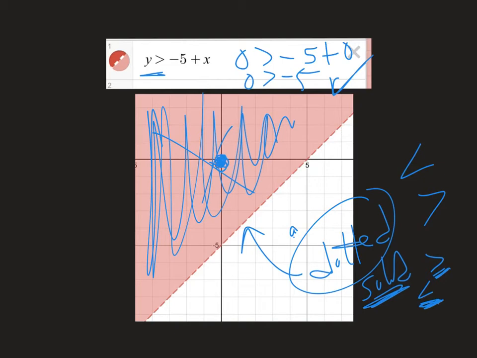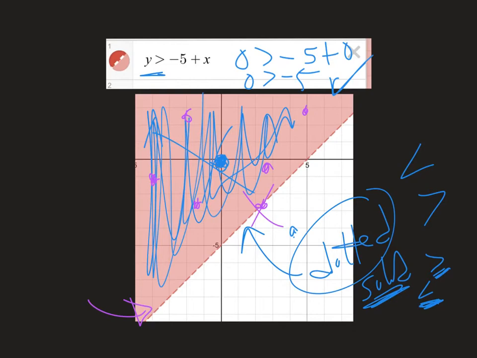What am I signifying by shading this region? What I'm saying is that any point in this area, be it right here or right here or right here or right here or right here, is part of the solution set. How about a point that's on the line? No. Dotted means, remember, not included. But more of that to come in the future.